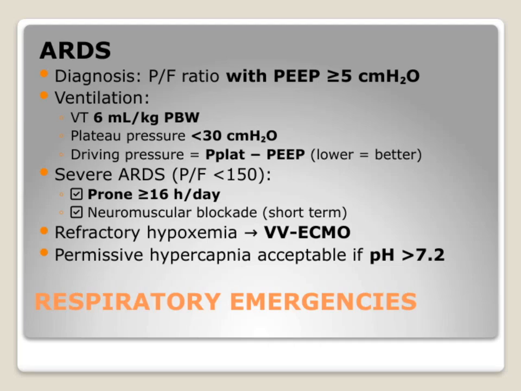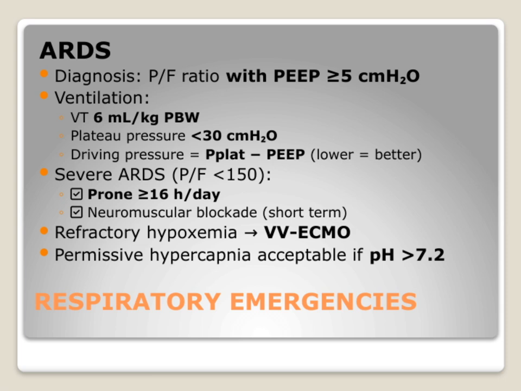Let's talk about ARDS diagnosis first. The key measurement we look at is the PF ratio, which is the ratio of arterial oxygen partial pressure to the fraction of inspired oxygen, and this is most reliable when the PEEP is at least 5 centimeters of water. For ventilation management, we aim for a tidal volume of about 6 ml per kilogram of predicted body weight to minimize lung injury. We also want to keep plateau pressures below 30 centimeters of water to reduce barotrauma.